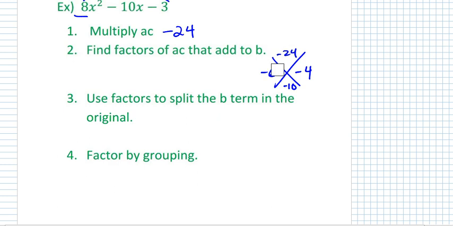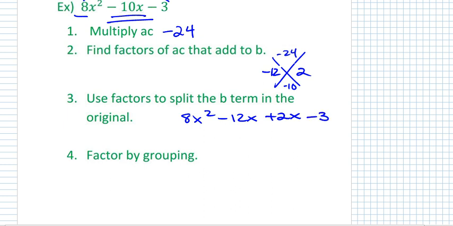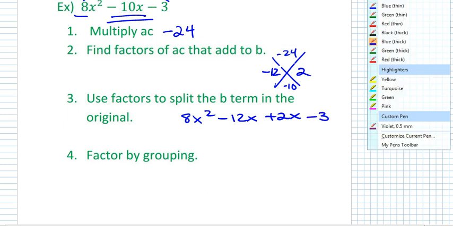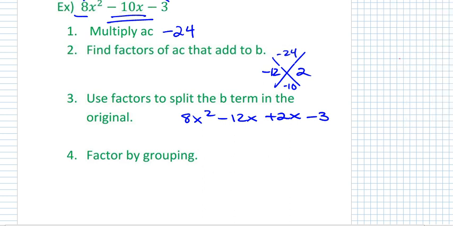Actually, sorry. It's not negative 6 and negative 4. It's negative 12 and positive 2. And we're going to use those factors to split the middle term here, the negative 10x. It's going to be x squared minus 12x plus 2x minus 3. Then what we've done is we've taken a 3-term polynomial, a trinomial, and we've made it 4 terms, which allows us to factor by grouping.